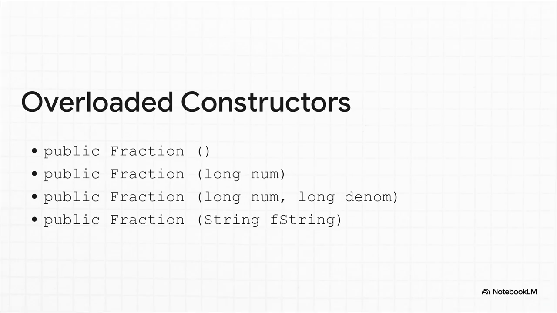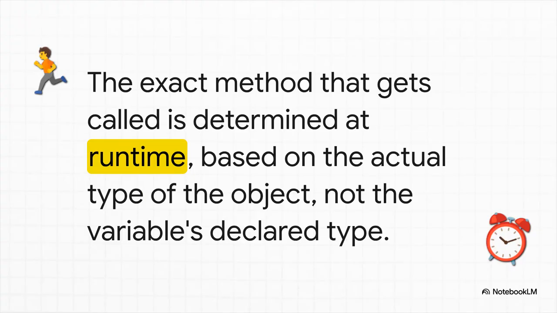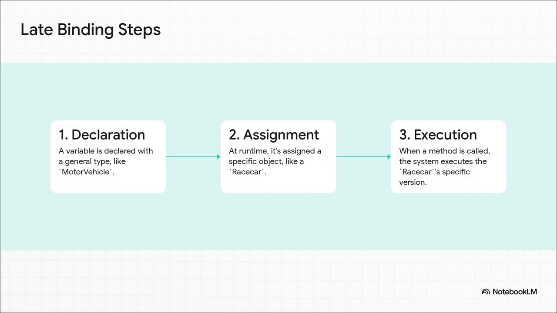Super flexible. Now, this all feels pretty magical, doesn't it? But how does the program actually figure out which version of an overridden method to call when the time comes? Well, the secret sauce behind all of this is a concept called late binding. The most important word here is runtime. This decision isn't locked in when you write and compile your code. Nope, it happens on the fly, while the program is actually running. The system literally waits until the very last possible second to figure out what kind of object it's really working with.